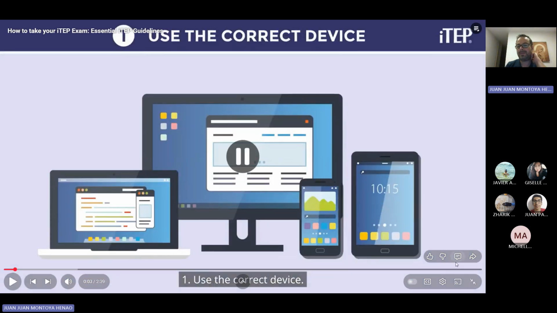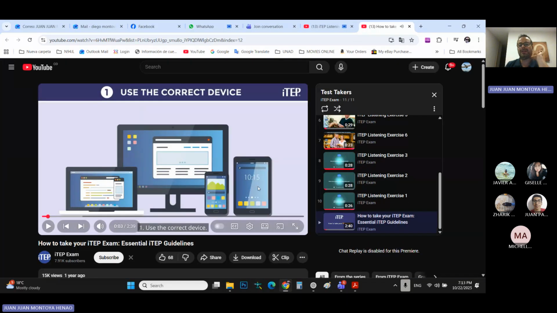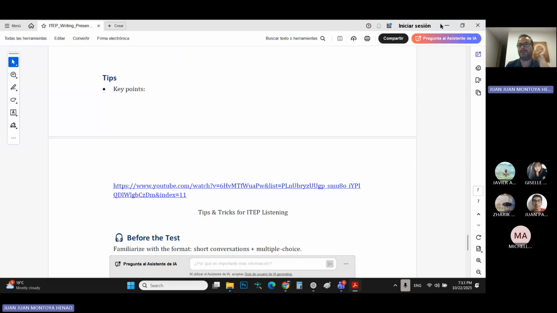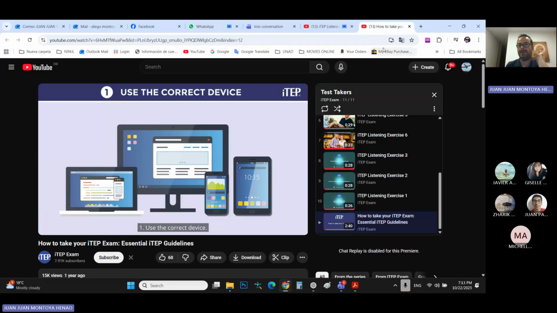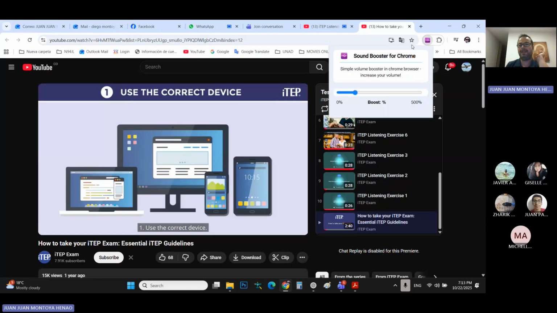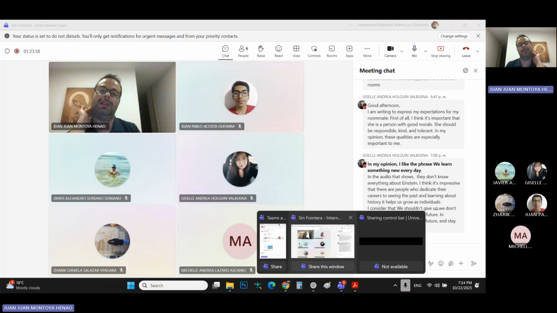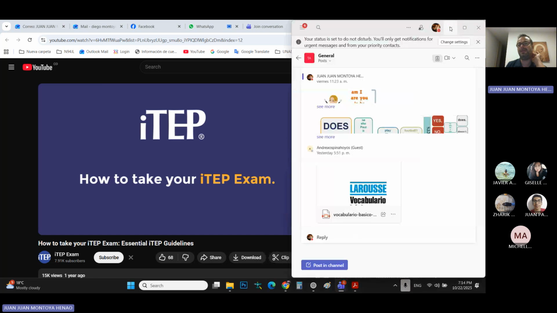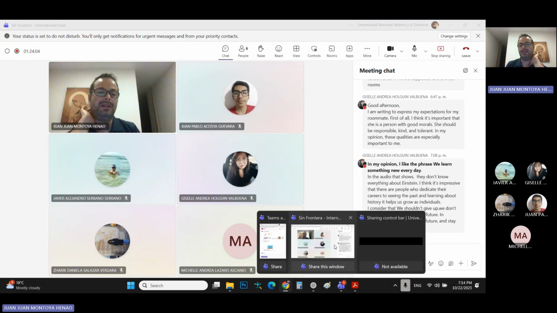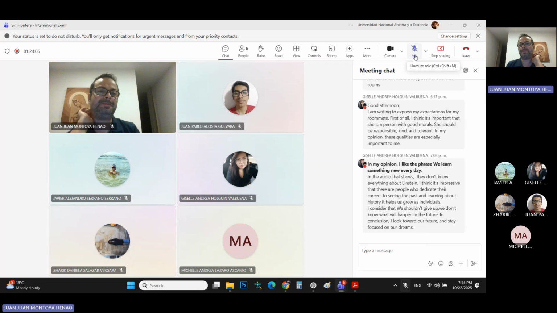I'm sorry. This is from the ITEP. I thought it was the tips, but this one is the ITEP. So if you go there and have to take the exam, they give you these recommendations. I think it was important to bring this to the class because knowing the exam and how it works makes it better and easier.